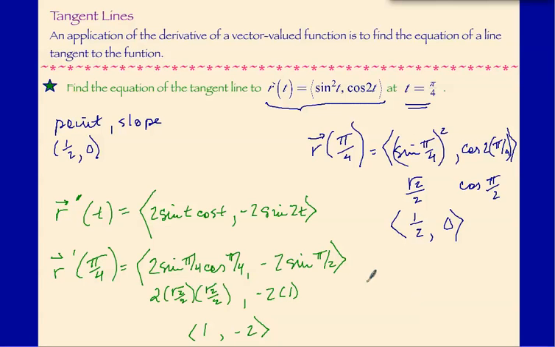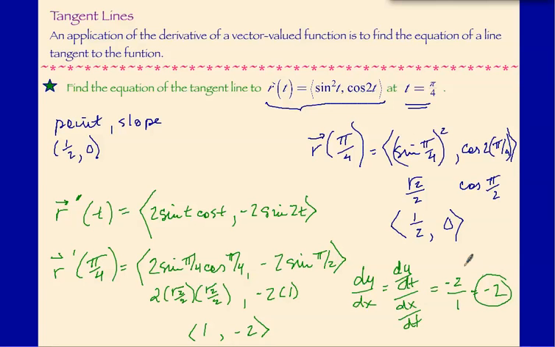Well, remember, what we need now is dy/dx, which is equal to dy/dt over dx/dt. And we found that dy/dt is negative 2, dx/dt is 1, so that is negative 2.